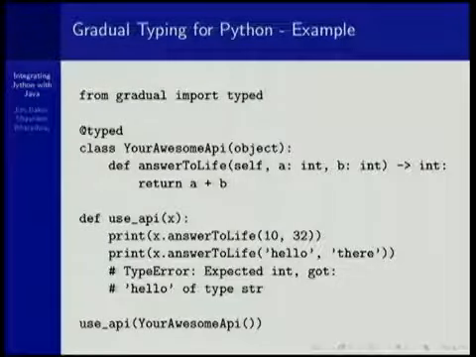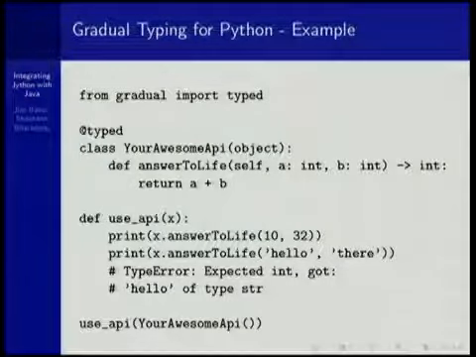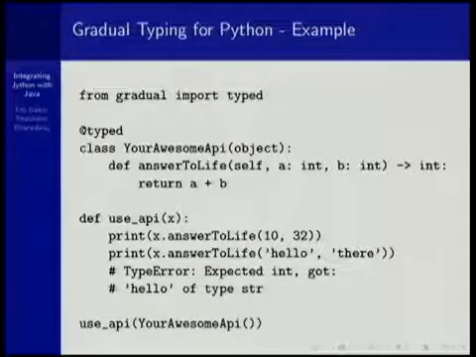So once you say that, the use of the API and the use API function can pretty much do whatever it wants, but if the input, so a print of x.answer to life, 10 and 32 would print out 42, as you would expect. But if you pass something like hello in there, which is a string, now the gradual module itself throws an error saying, hey, I expected an int, but got a string.